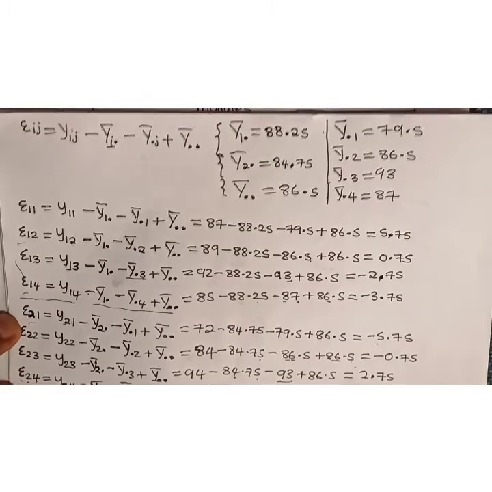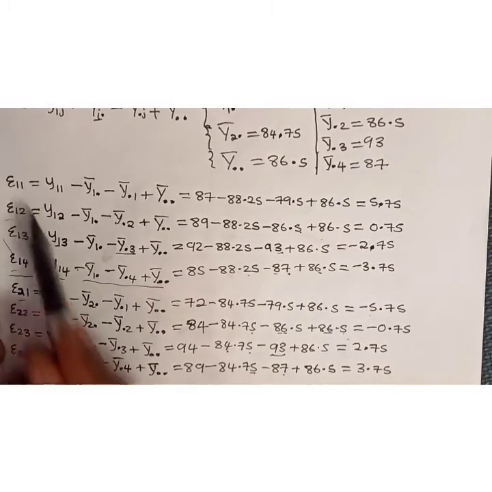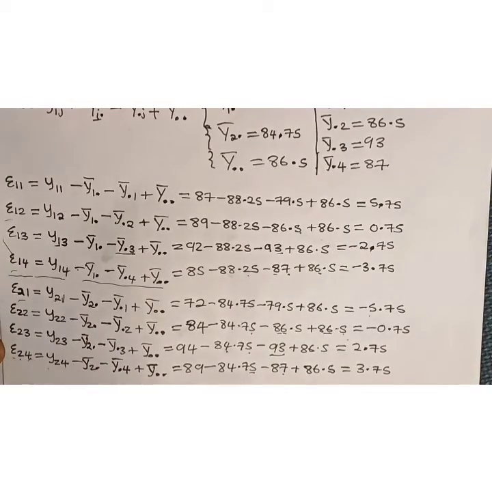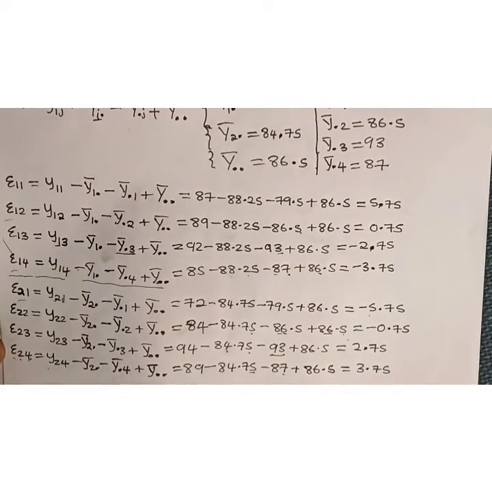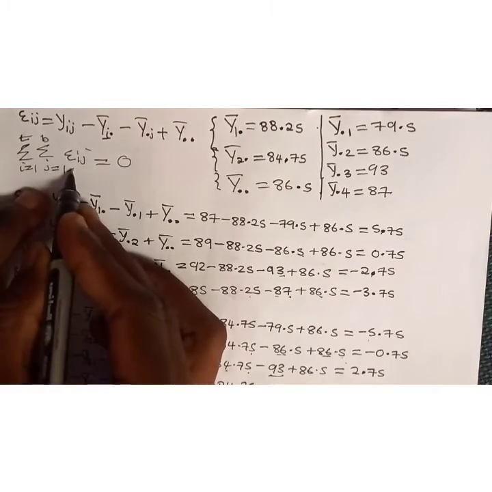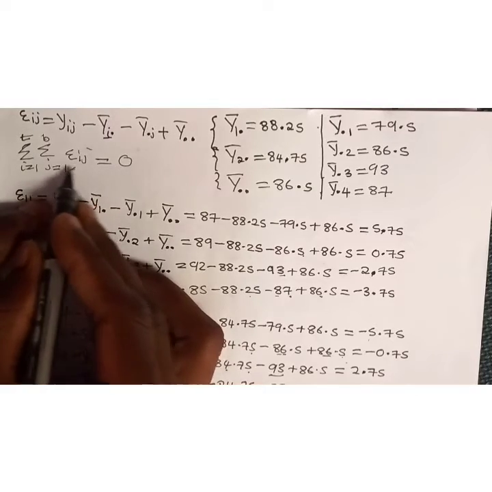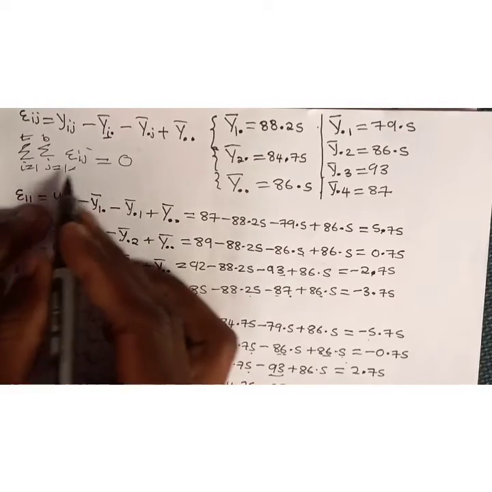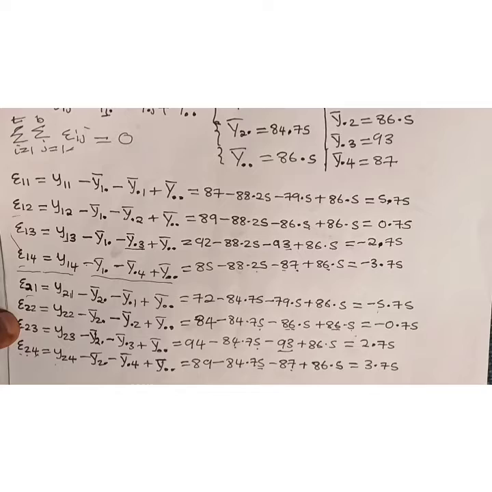Also, if you look carefully at the errors from E11 to E24 and sum them up, they're going to give you 0. So this equation satisfies the model assumption about the error, that the mean of the errors is 0. Since the double summation of the errors is 0, it means that this model is appropriate for the given data. We're about to test its accuracy.